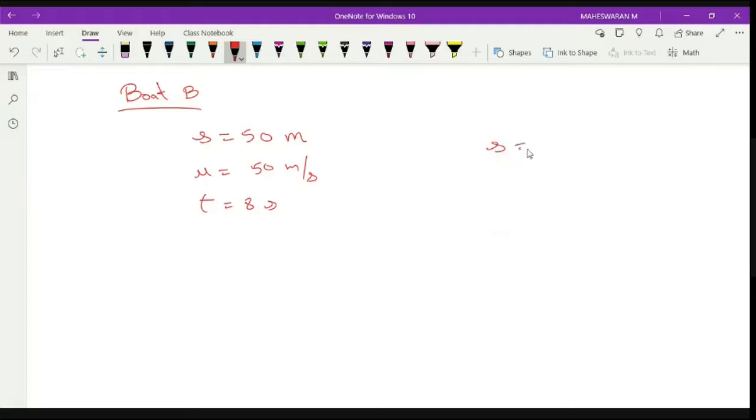We can use S is equal to ut plus half at square. You know S, you know U, you know T, so the only unknown is A. You can easily identify that, so I can substitute it. 50 is equal to 50 into 8 plus A divided by 2 into T square.